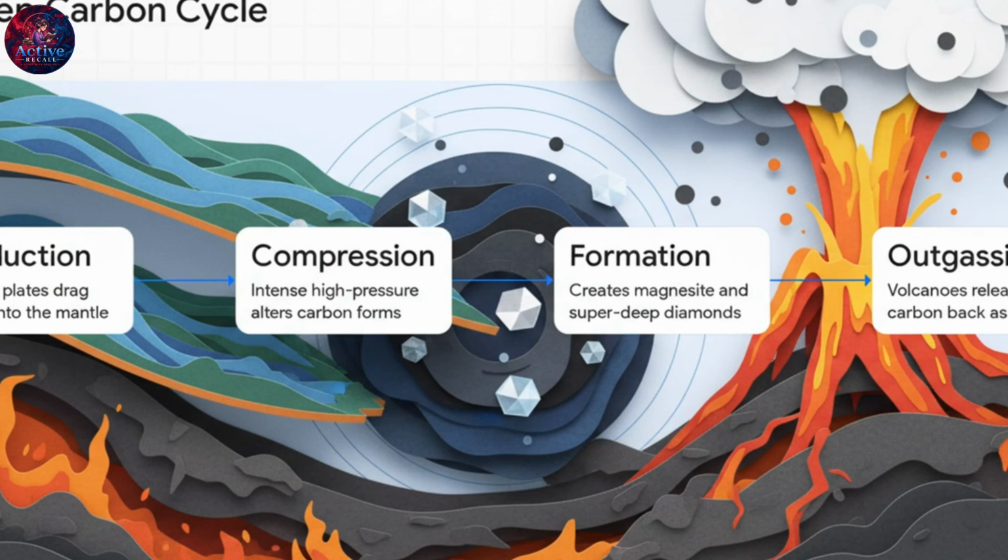Tracking this millions of years timeline, it all starts with tectonic plates slowly crashing together and sinking. This is a process called subduction, and it essentially drags ocean sediments completely full of carbon down into the mantle. Down there, intense, high-pressure compression forces the carbon into entirely new forms. We're talking about creating stable minerals like magnesite, or even super-deep diamonds. Finally, after millions of years trapped inside the rock, a mantle plume carries it back upward, and a volcano forcefully outgasses that carbon back to the surface as CO2.